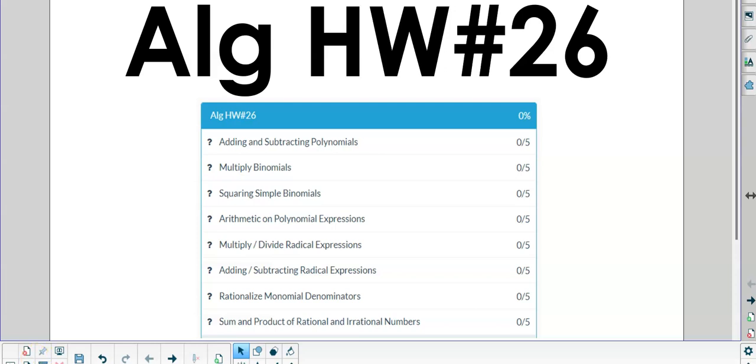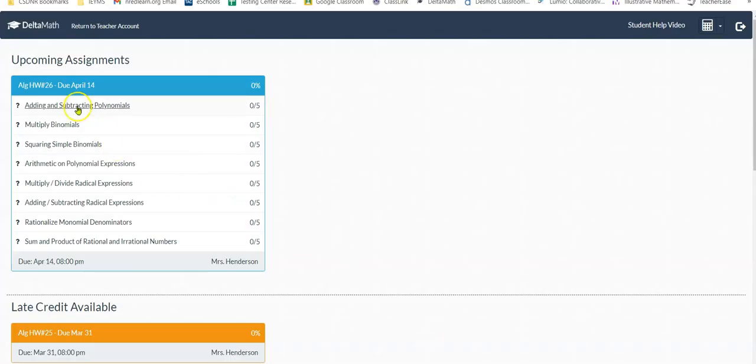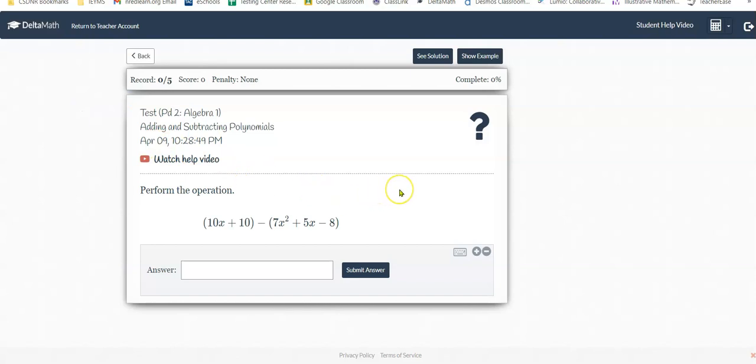Let's take a look at some of the questions on homework number 26, starting first with adding and subtracting polynomials. Now you can only add together like terms in a polynomial. So if the variables do not have matching exponents, they cannot be added together. So let's take a look at this first question here.